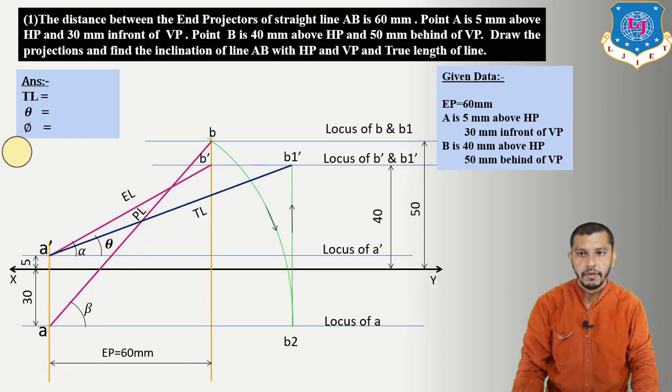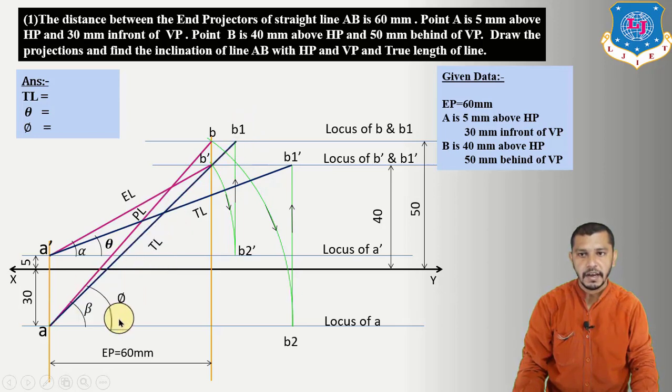Now if you want to find the true length on the plan side, then take A dash as the center, radius equal to A dash to B dash, and give an arc up to the locus of A dash. Here we will get B2 dash. Now from B2 dash, draw a straight line up to the locus of B. Here we will get B1, and connect B1 to A, we will get the true length, which is inclined at an angle of phi. So phi is the angle of inclination of the line with the vertical plane, theta is the angle of inclination of the line with the horizontal plane, and we will get the true length.